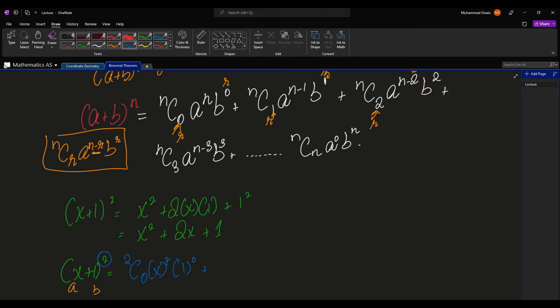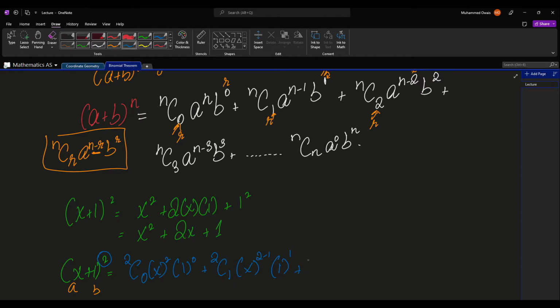Now then, let's add. Now it says 2C1, right? Here n is 2 and r is 1. Remember that r always gets added by 1 each time you write a new term. Now here a is once again x, and we can say 2 minus 1, as above we said n minus r. n is 2 and r is 1, so 2 minus 1. And then b is 1, so b is powered 1. b is 1, power is also 1.